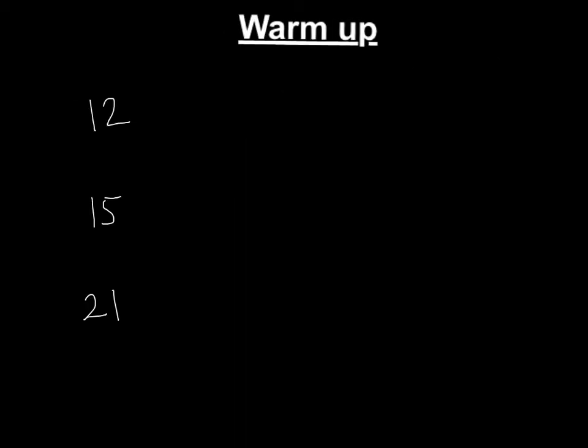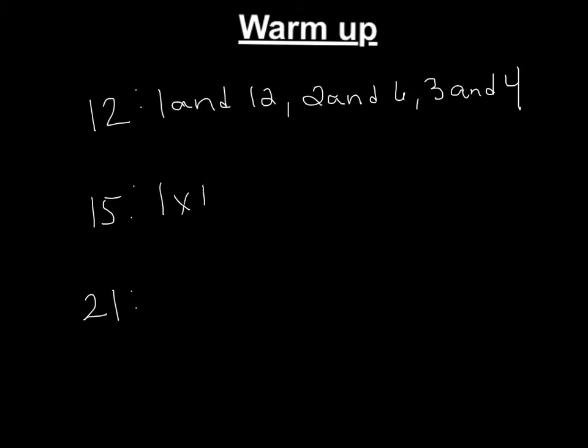Find all the factor pairs for the numbers 12, 15, and 21. The factor pairs for 12 are 1 and 12, 2 and 6, and 3 and 4. The factor pairs for 15 are 1 and 15, and 3 and 5. And finally, the factor pairs for 21 are 1 and 21, and 3 and 7. Erase your boards and we'll get started on our last set.